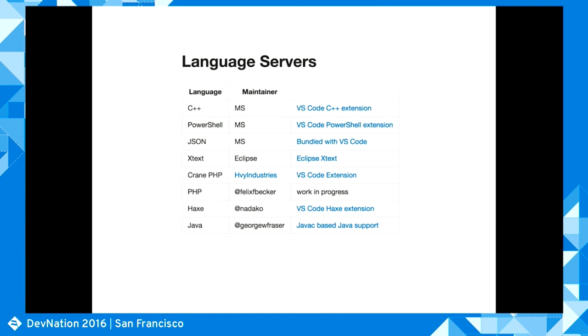All right. So that's the list of the currently supported languages. We have C++, PowerShell, JSON, developed by Microsoft, XText, developed by us, PHP, Haxe. For Java, the Che server should support that very soon. And then Red Hat is working on stuff based on JDT together with CodeEnvy.